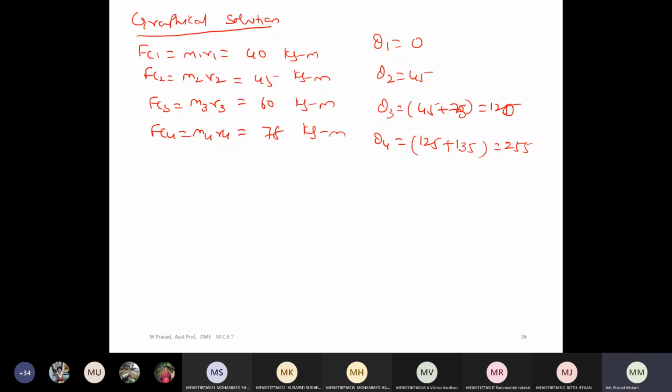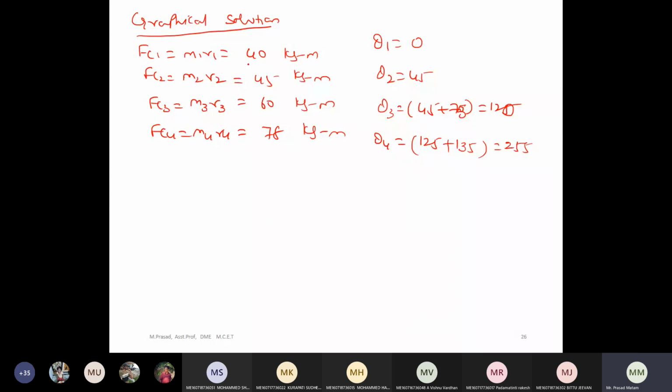70 plus 50, that is 120. Okay, we are getting these angles. Now our aim is to draw the configuration diagram. From the configuration diagram, we are going to draw the force diagram, or force polygon. Now let us see how to draw the configuration diagram.